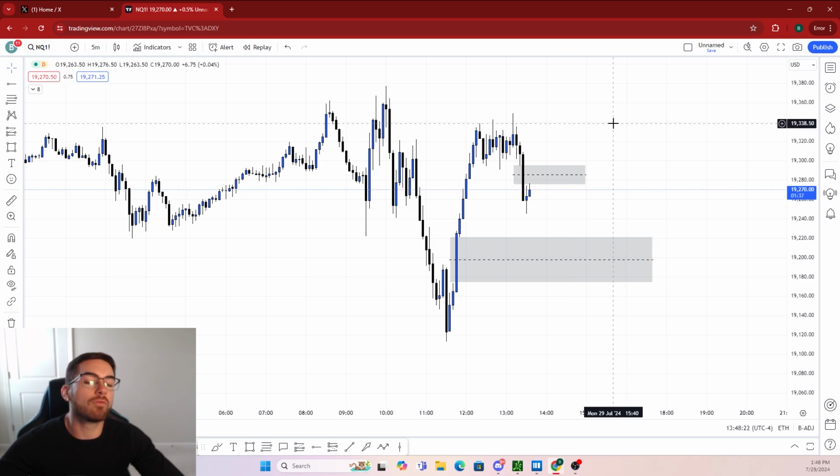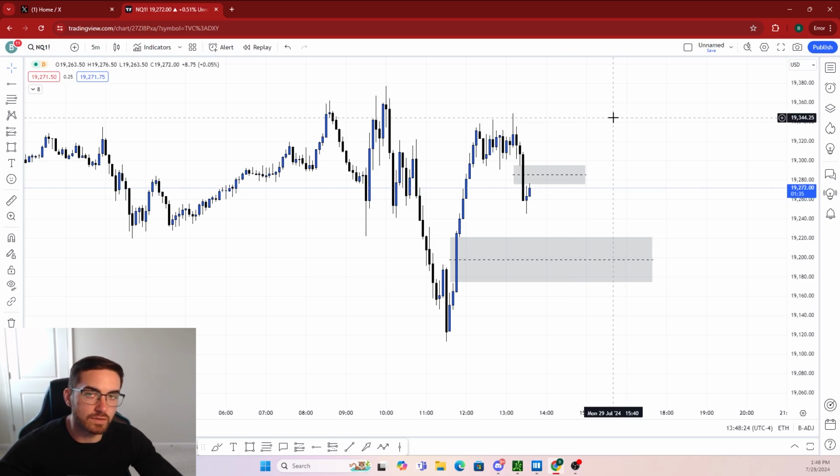So before you ever enter a fair value gap, what is the overall trend? That's what you need to understand. Do not take any counter trend fair value gaps, because I can tell you one thing, 99% of the time you are going to lose money.